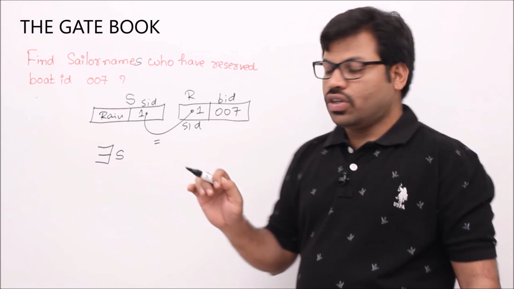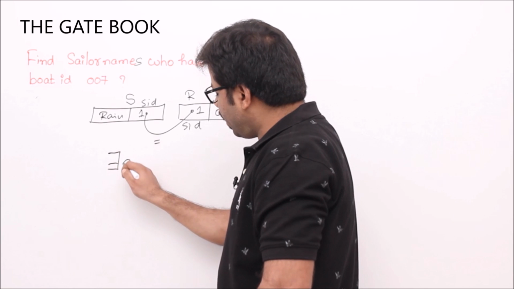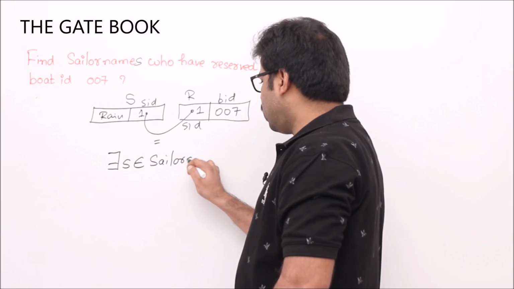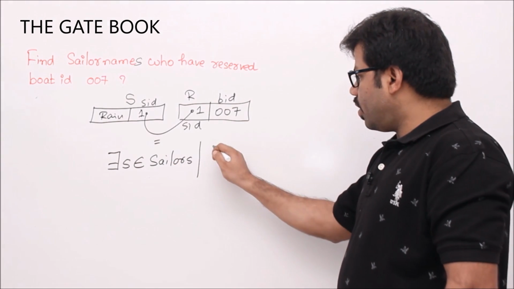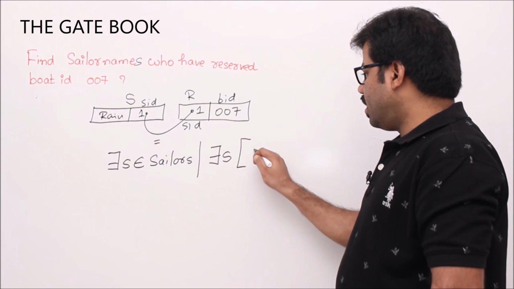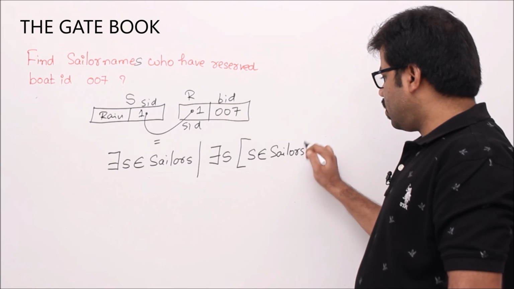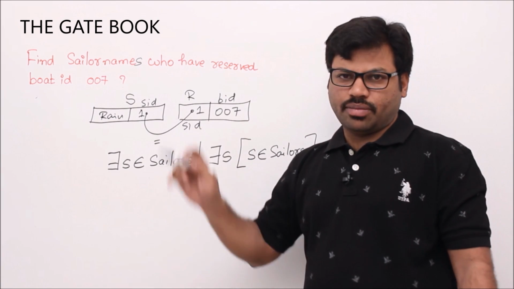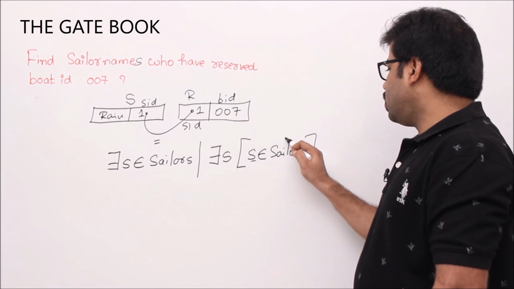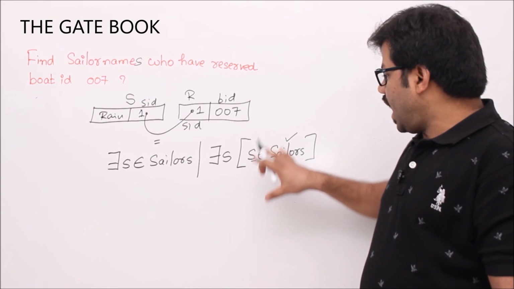And one more thing, you remember one thing. These two are same. Whenever I write there exists S belongs to sailors, it is nothing but writing like this: there exists S such that S belongs to sailors. We'll try to understand this one first. Both are same. There is some tuple S such that S belongs to sailors. There is at least one tuple S which has this property.